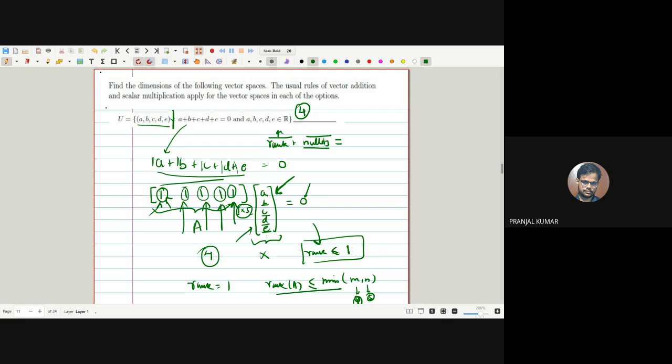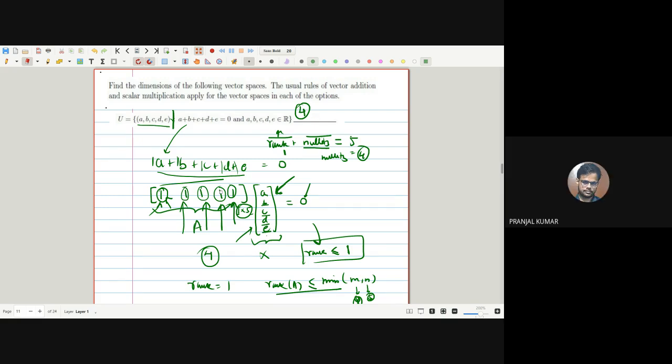If you see, rank here is 1, and you know that rank plus nullity is equal to the number of columns, so 5. So nullity will be 4. Here the dimension, now this is a vector space, so we are looking for dimension, right?